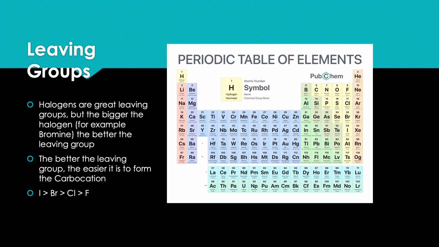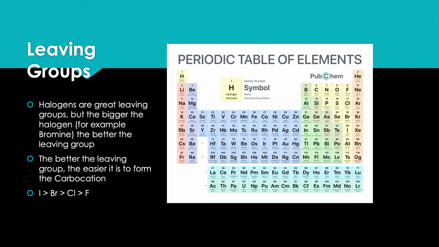To understand E1 reactions, it's important to understand leaving groups. Halogens are great leaving groups, and the bigger the halogen, the better the leaving group. To better understand this, if you look at column 9 on the periodic table, the leaving groups from best to worst are as follows: iodine, bromine, chlorine, and fluorine.